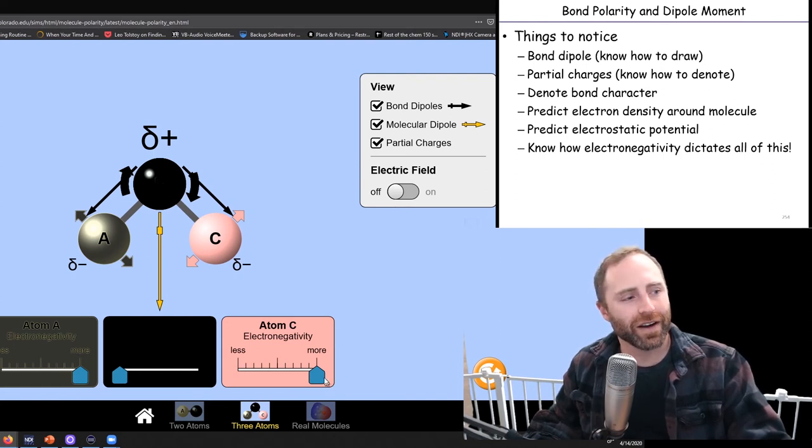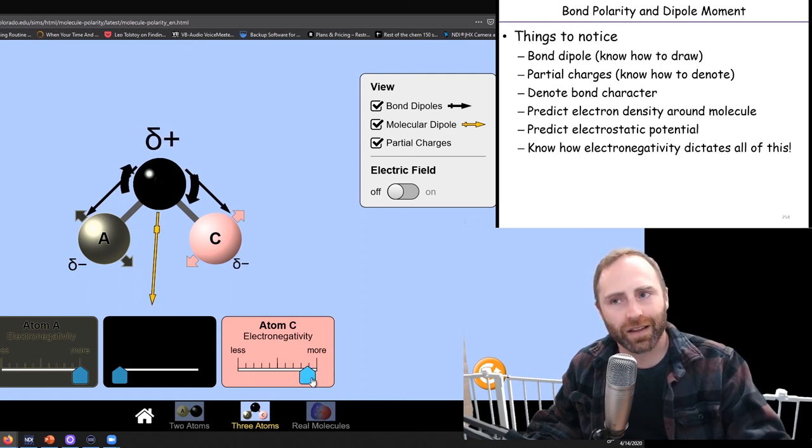To help illustrate this adding the two black arrows together thing, we're going to change the electronegativity of atom C. We're going to decrease it all the way such that atom C and B have the same electronegativity. So note, as we drop that electronegativity of C, the bond dipole for C starts getting smaller and smaller. Notice what's happening to the molecular dipole moment. It's getting smaller, and it's starting to point more towards A. This is because A is still highly electronegative, and now when we add this black arrow plus this other black arrow together, this is the overall vector that we get.